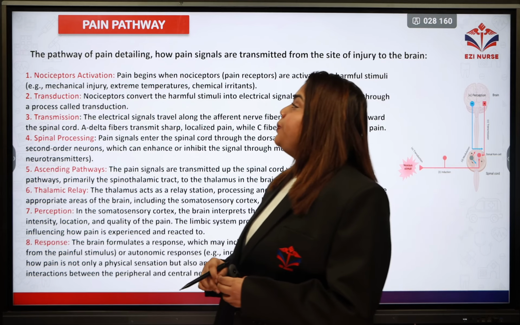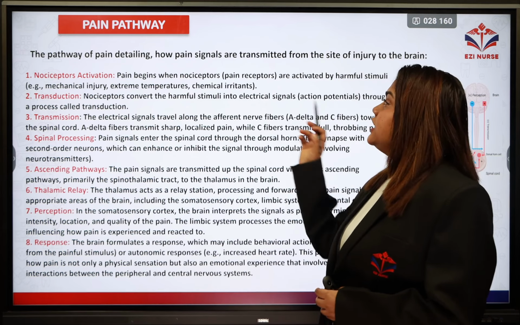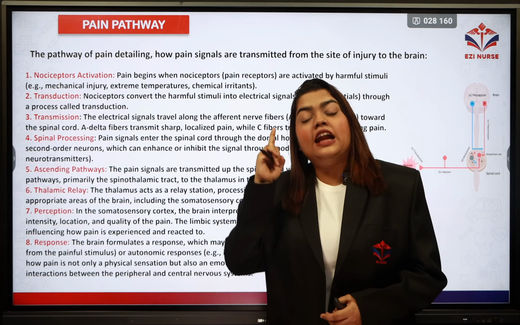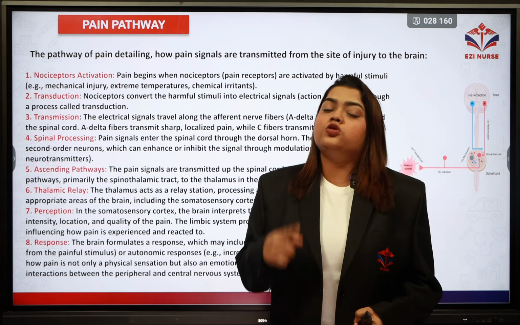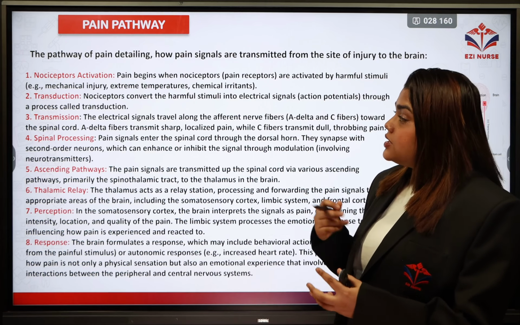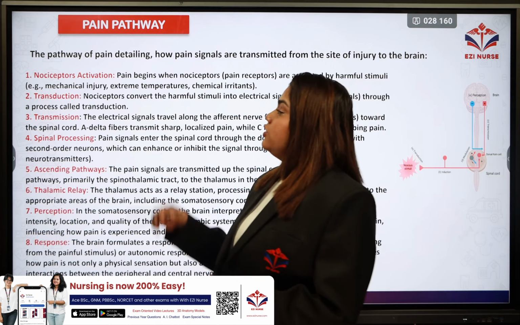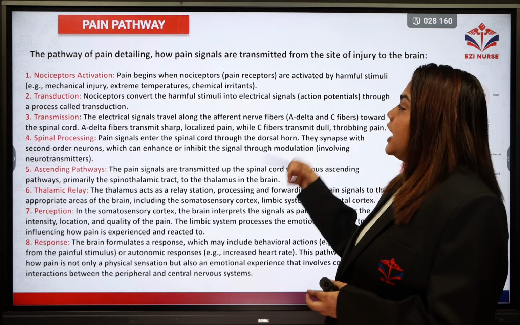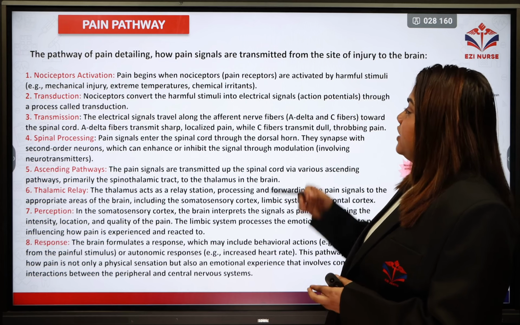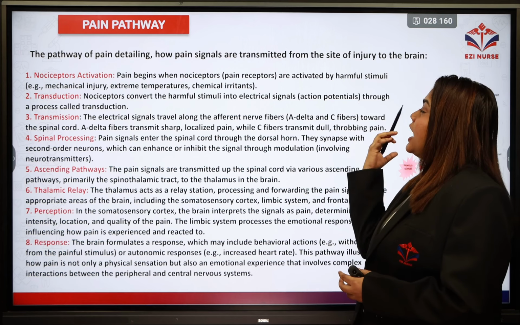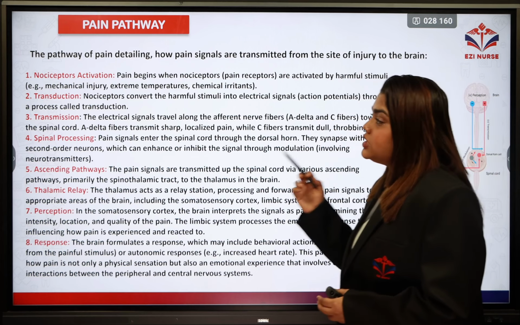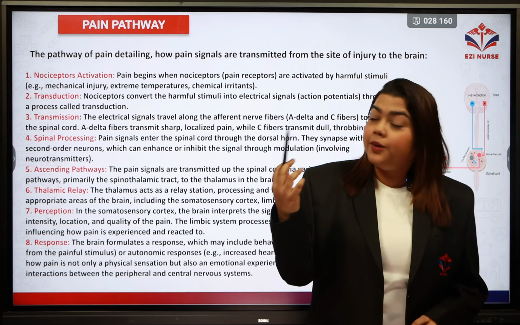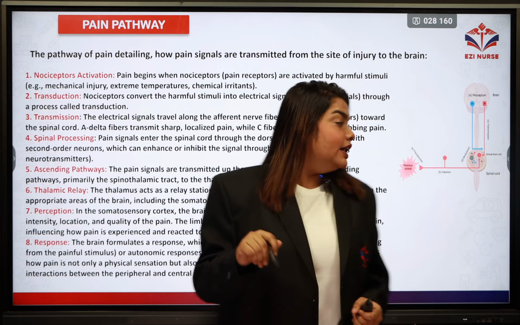The pain pathway details how pain signals are transmitted from the site of injury to the brain and how the brain will respond to the pain. Okay, the first step is nociceptor activation. So what is that? The pain begins with the nociceptors, or the pain receptors, which are activated by harmful stimuli, for example mechanical injury, extreme temperature, or chemical irritants.